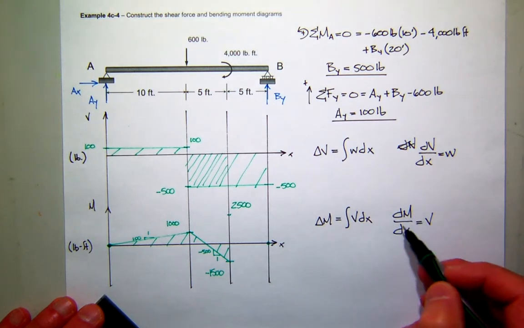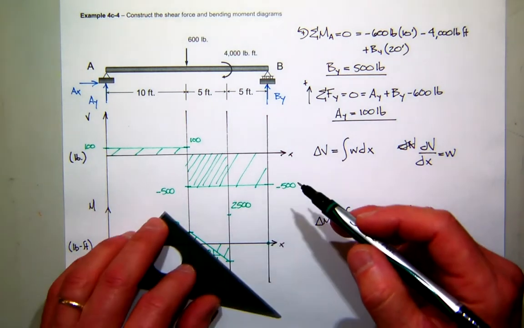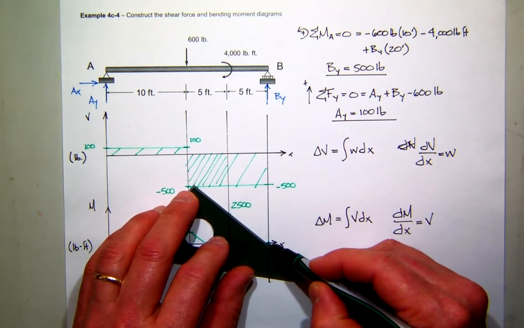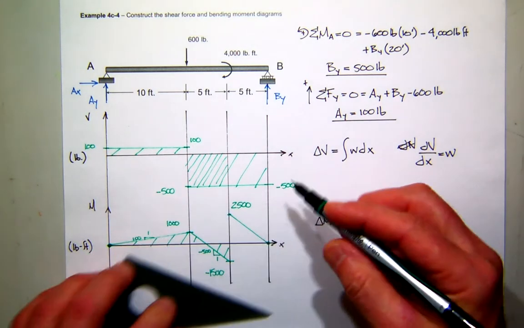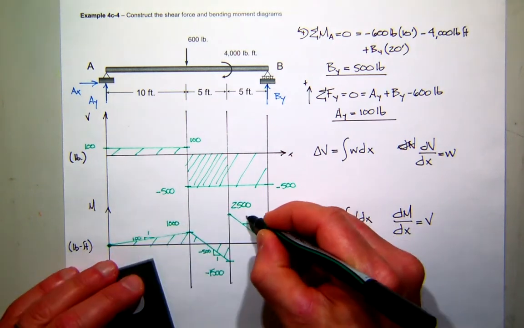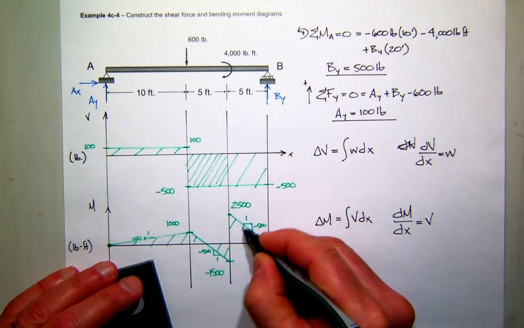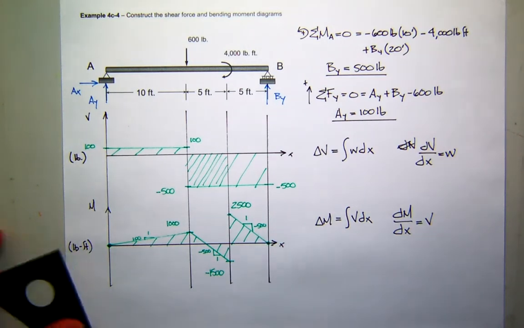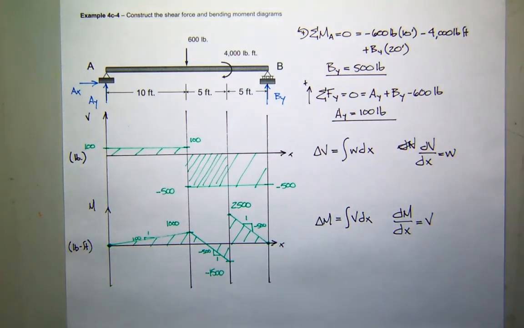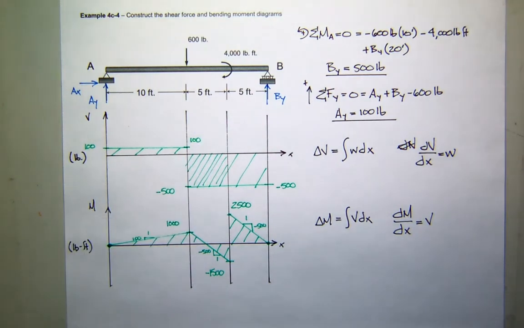And the shape of that curve is given by the shear, and the shear is still constant and negative. And that part of the curve would also be a slope of minus 500 to 1. Any questions about that one? I wanted to give you one that had an applied moment in it.